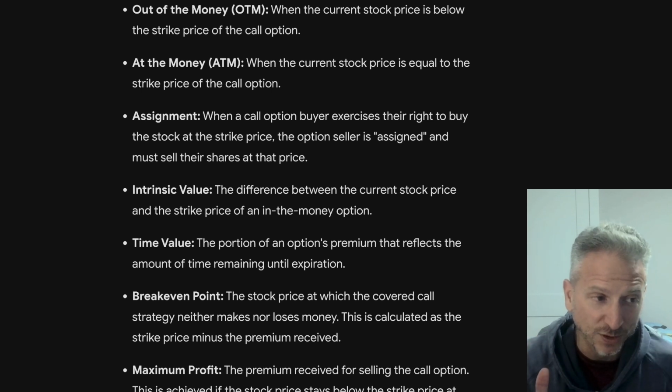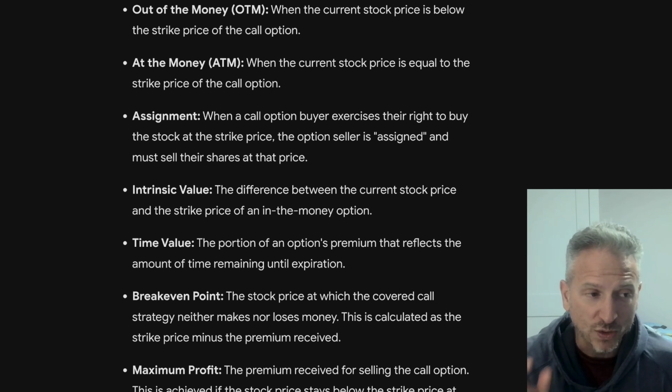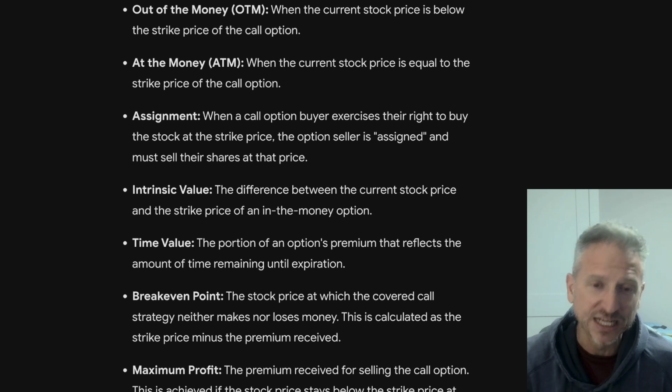Now, this is very important. If you own a stock and you do not want to sell it, do not sell covered calls. Okay? You might get assigned. You don't always get assigned, but you might. And if you get assigned, you have to sell your shares. You have to. That's what the entire thing is based on. So do not sell a covered call on things that you are not willing to part with, because there is a chance you will get assigned.